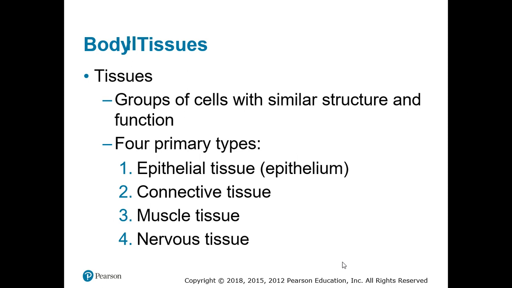What are tissues? Tissues are defined as groups of cells with similar structure and function, and these cells all work together to make tissues. There are four primary types. The first is epithelial tissue, also called epithelium. This is going to be the tissue that we're going to talk about today. The next one is connective tissue, followed by muscle, and last but not least, nervous tissue.